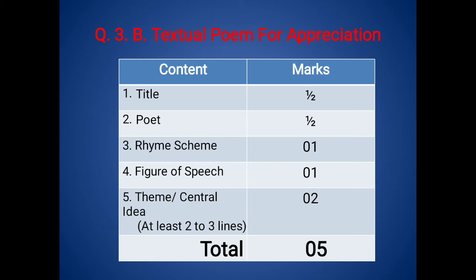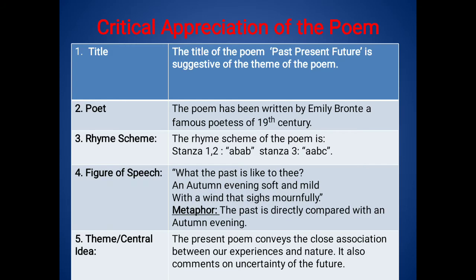central idea. So let me tell you once again: the title has half a mark, the name of the poet has half a mark, rhyme scheme has 1 mark, figure of speech has 1 mark, theme or central idea carries 2 marks. So in total 5 marks are there. Now I am going to show you the exact critical appreciation of the poem Past, Present, Future. In this slide, you will see the critical appreciation of the poem Past, Present, Future.